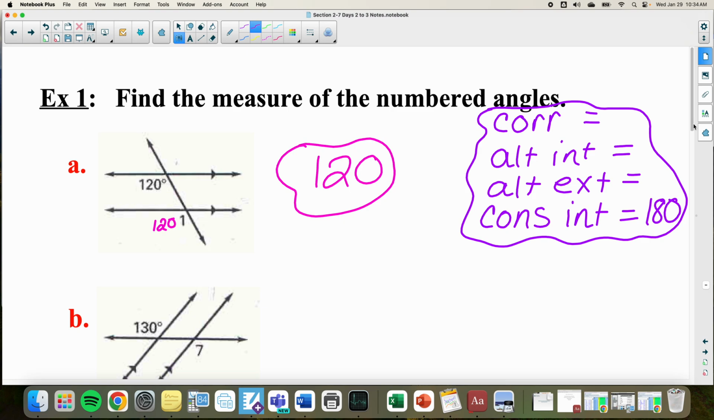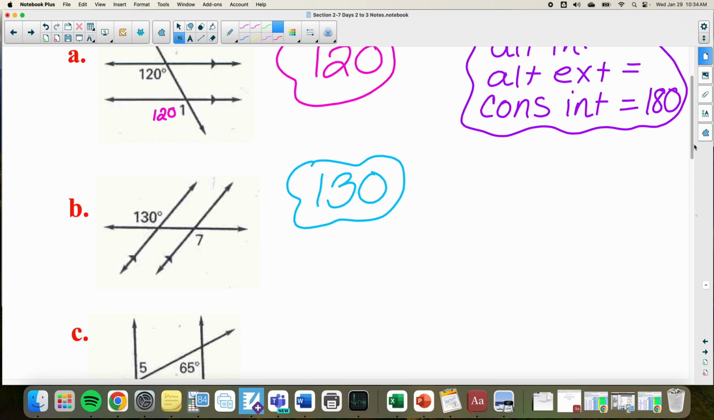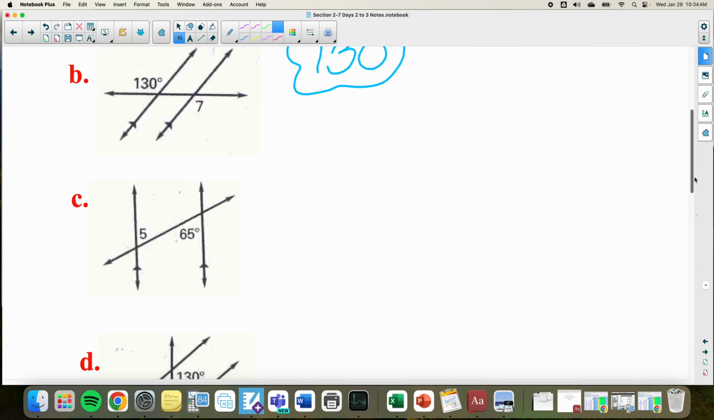Okay. Now, can you tell what kind those two are? They're on the opposite sides. And they're exterior, right? They're outside of the two lines and they're on opposite sides. Alternate exterior are equal. So we're looking for angle 7, that would just be 130. So as long as you can tell what kind they are, then you just look at these rules and you've got it. What kind do these look like?